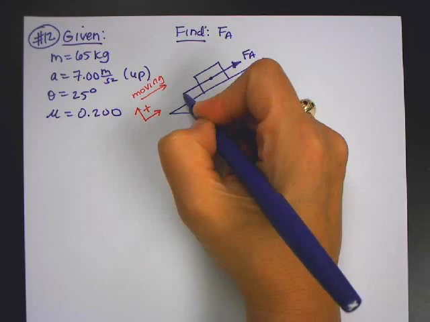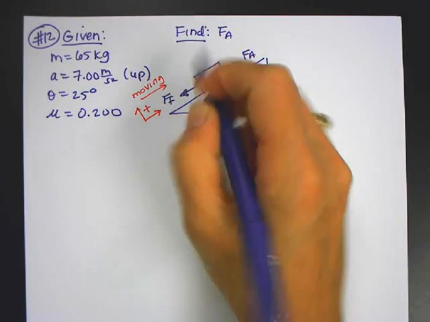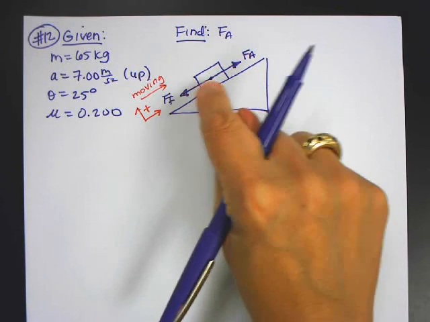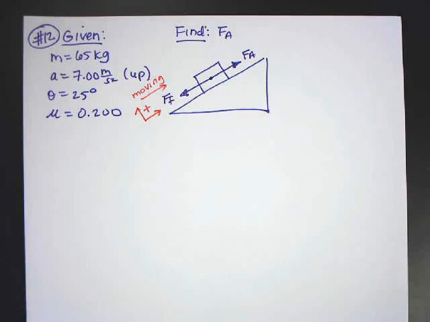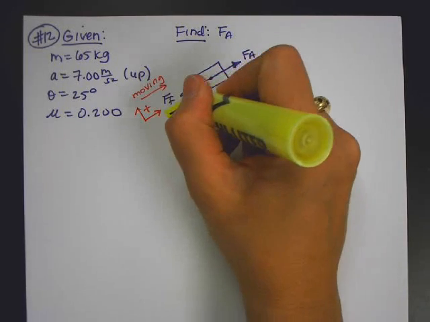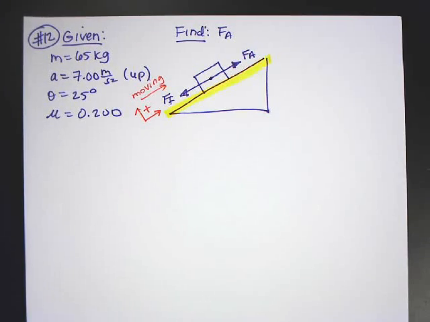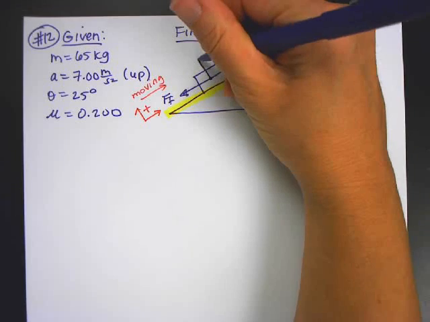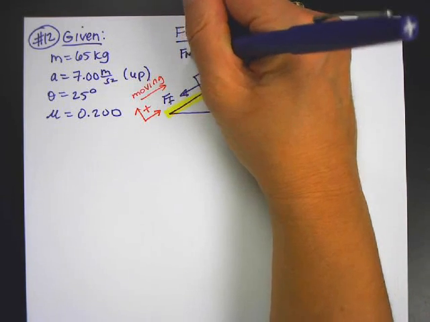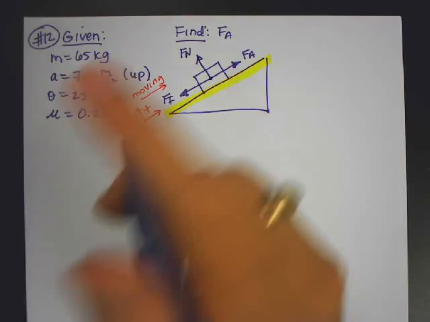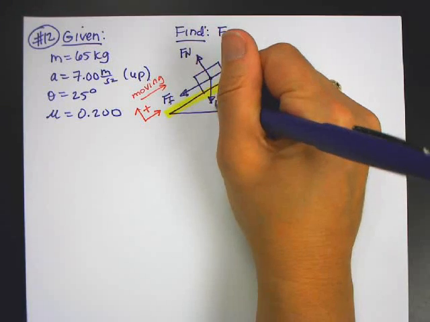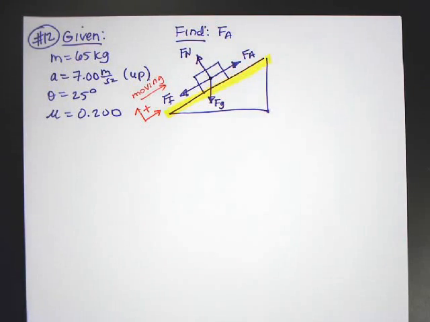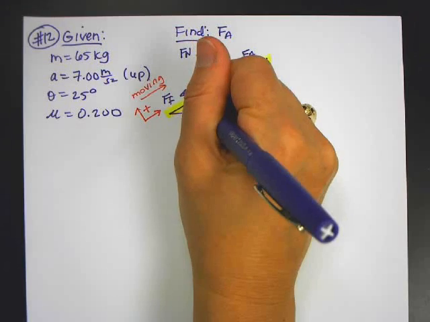All right, the frictional force always acts in the direction opposite of the motion, and it acts parallel to the surfaces in contact. And remember, these are the surfaces in contact. My normal force always acts perpendicular to the surfaces in contact, and my force of weight always acts straight down. And they told me this angle is 25 degrees.